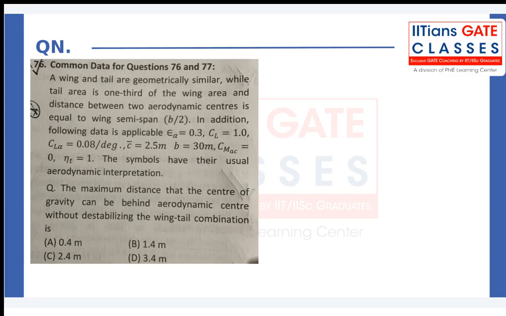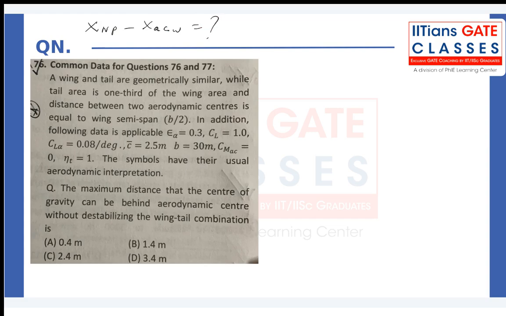Now they've asked you the distance between neutral point and AC of the wing. So what have they asked you? They've asked the quantity that is required is XNP minus XAC wing. This is what is required.